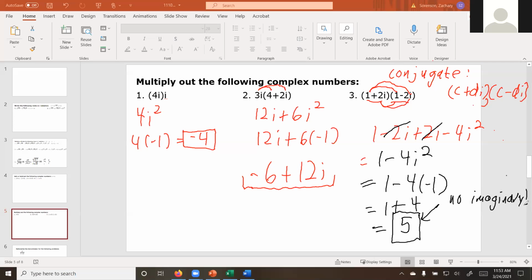Sorry, I got lost in how you get negative 4i squared. That's 2i times negative 2i. This guy in the FOIL process specifically. Oh, you have to multiply them as well. Those two. Okay. Any other questions?